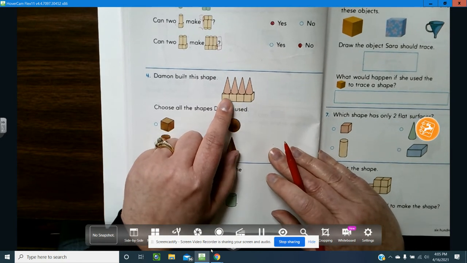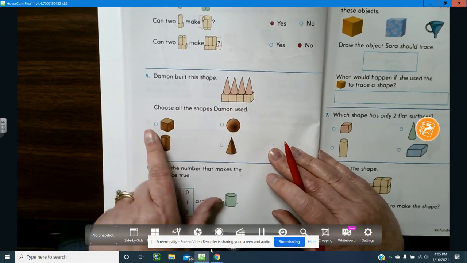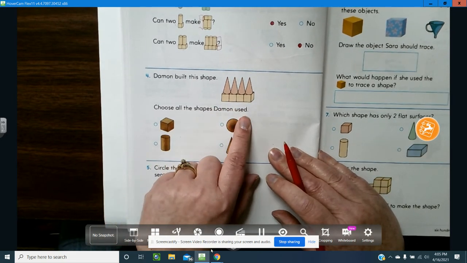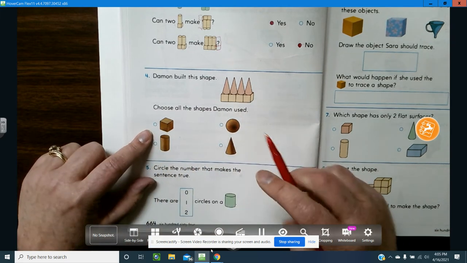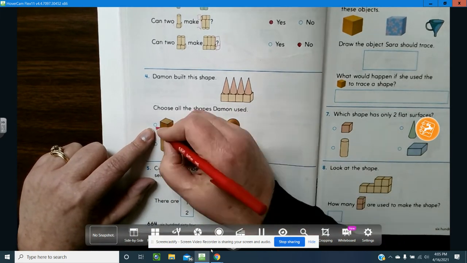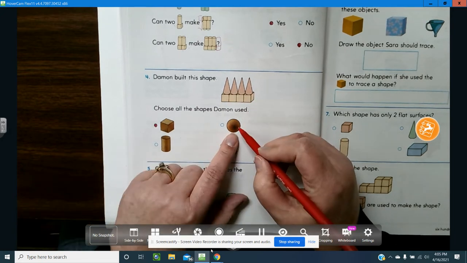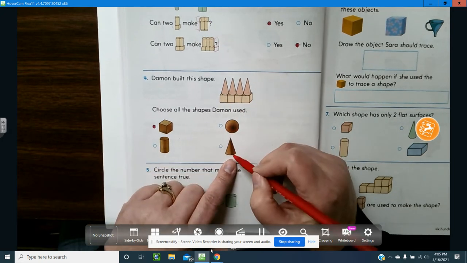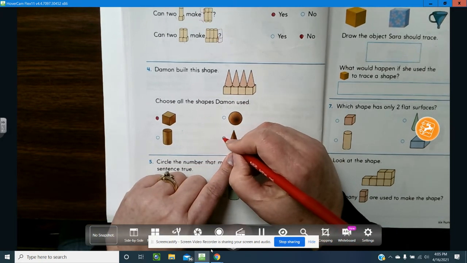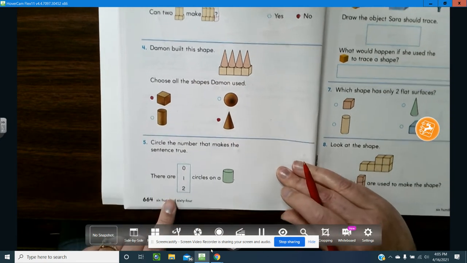All right. Damon built this shape. Choose the shapes that Damon used. What shapes did he use? Did he use cubes? Yes. Did he use cylinders? No. Spheres? No. Cones? Yes. These are the 2 that he used.